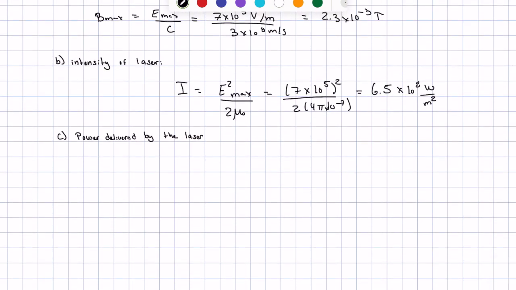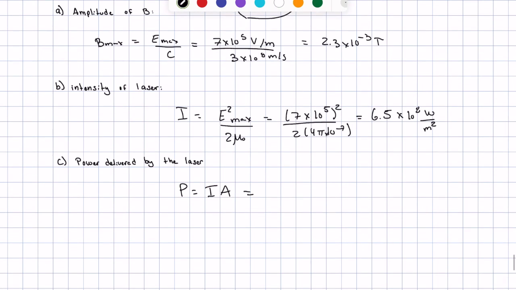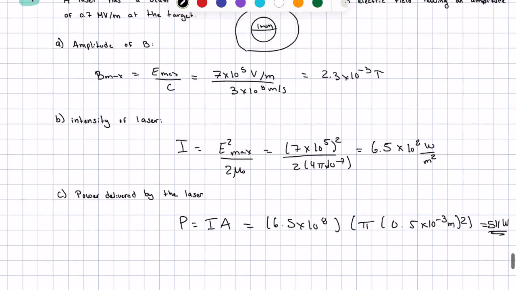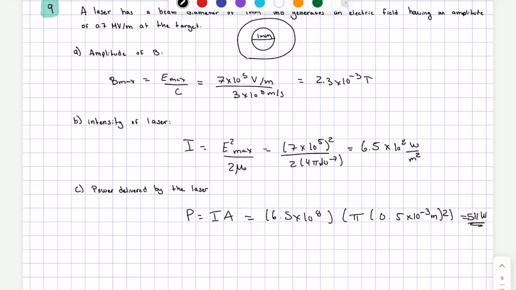The power is going to be equal to the intensity times the cross-section area. So here we have a 1 millimeter diameter. So then this is going to be 6.5 times 10 to the 8 with those units, times the area, which is pi times r squared, which is 0.5 times 10 to the negative 3 meters, squared, which is 511 watts. So again, not a really interesting question at all. It's more just like finding your equations and plugging them in.